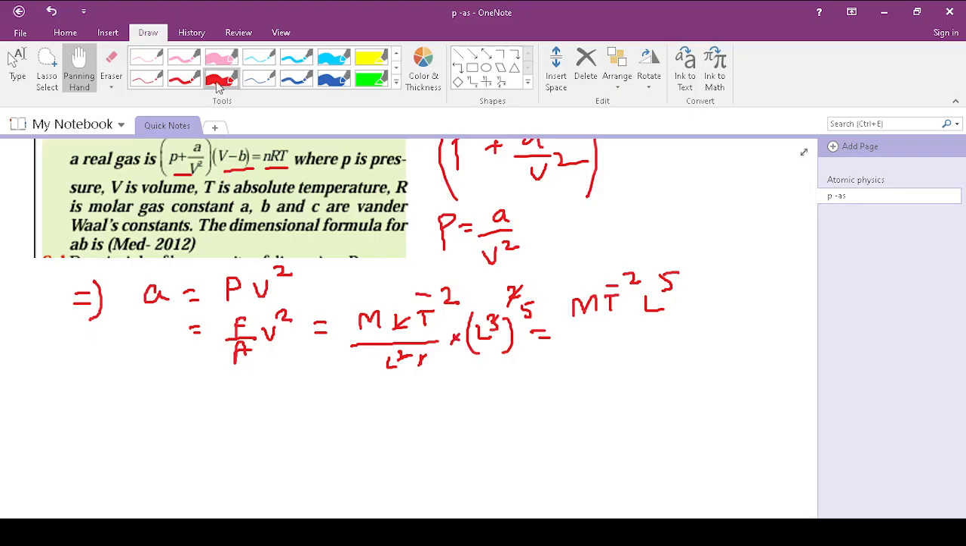Going in a similar fashion, V and B also both represent dimensionally the same thing. So V must be equal to B, or B is given by L power 3.